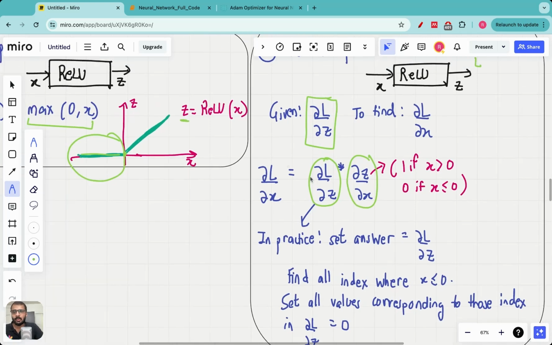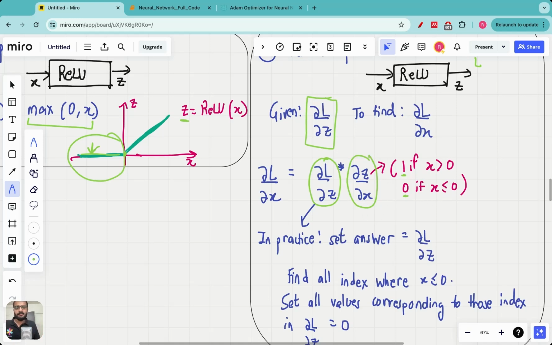Now to find this, let's look at the graph of the ReLU. If x is greater than 0, then z is equal to x, right? So this partial derivative will be equal to 1 if x is greater than 0. On the other hand, if x is less than or equal to 0, so if we are in this regime over here, then z will be equal to 0. So the partial derivative of z with respect to x will be 0 if x is less than or equal to 0. This is how this particular term will operate.